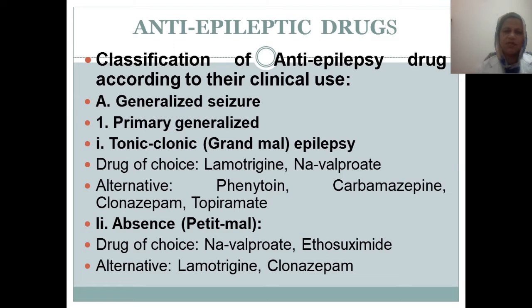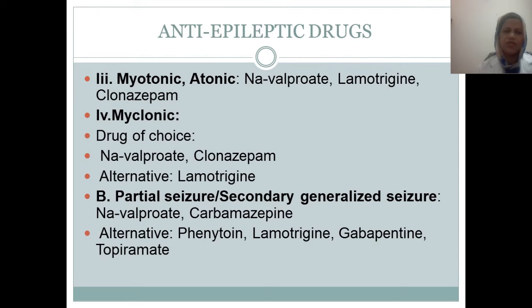Now the classification of anti-epileptic drugs according to their clinical use. Generalized seizure: in primary generalized tonic-clonic or grand mal epilepsy, drug of choice is lamotrigine, sodium valproate; alternatives are phenytoin, carbamazepine, clonazepam, topiramate. In absence or petit mal epilepsy, drug of choice is sodium valproate, ethosuximide; alternatives are lamotrigine, clonazepam. In myotonic, atonic epilepsy, sodium valproate is a drug of choice, along with lamotrigine and clonazepam. In myoclonic, drug of choice is sodium valproate, clonazepam; alternative is lamotrigine.